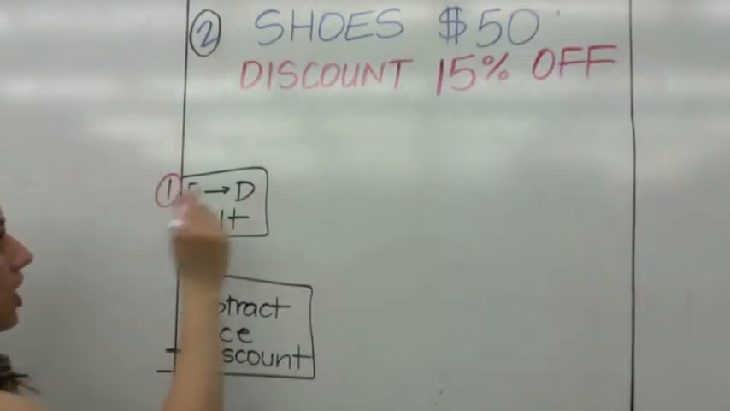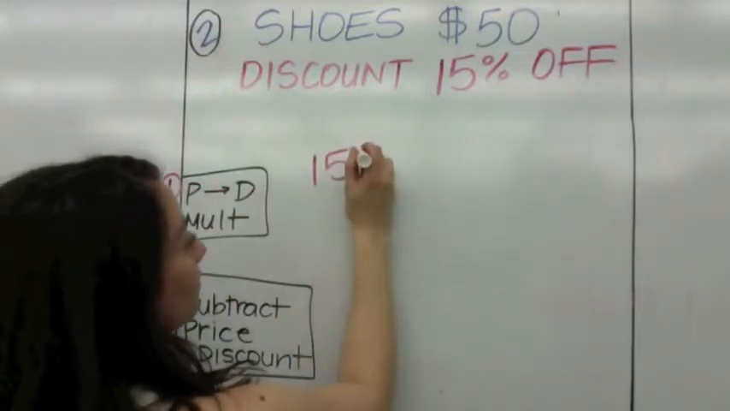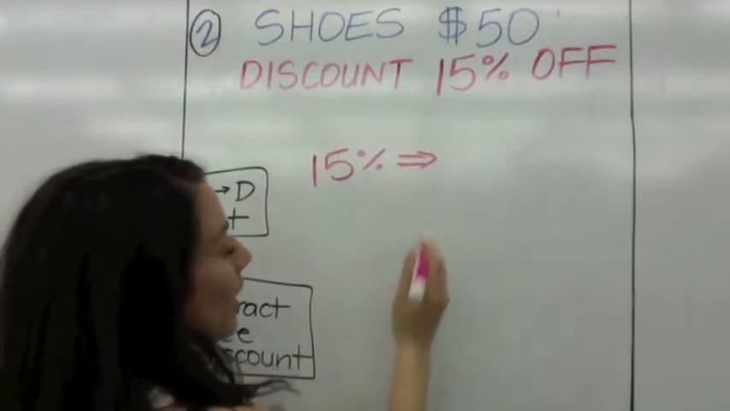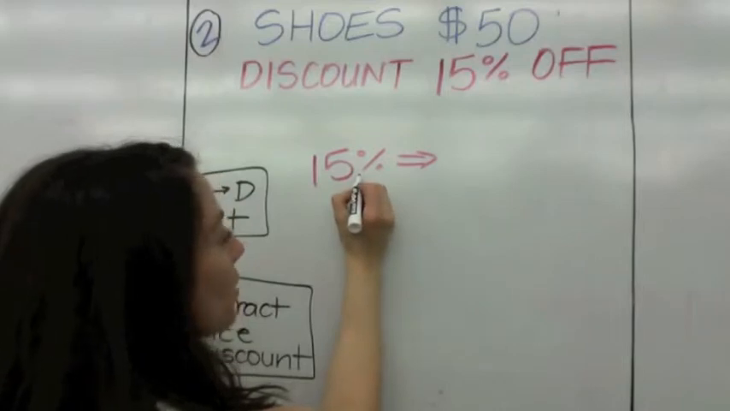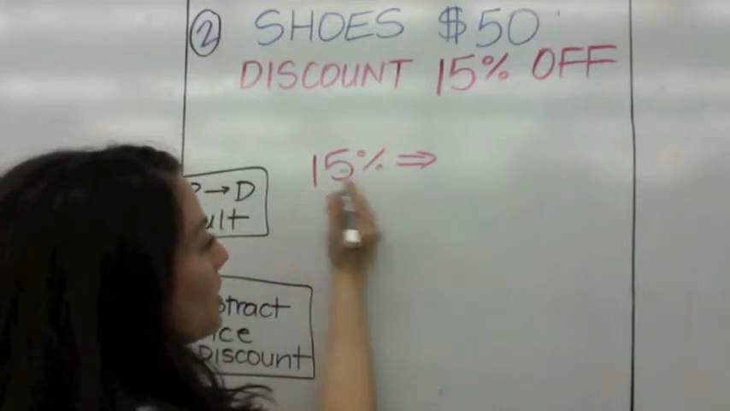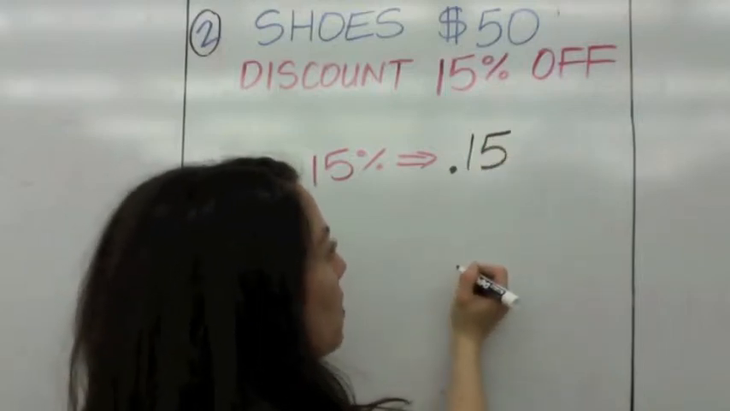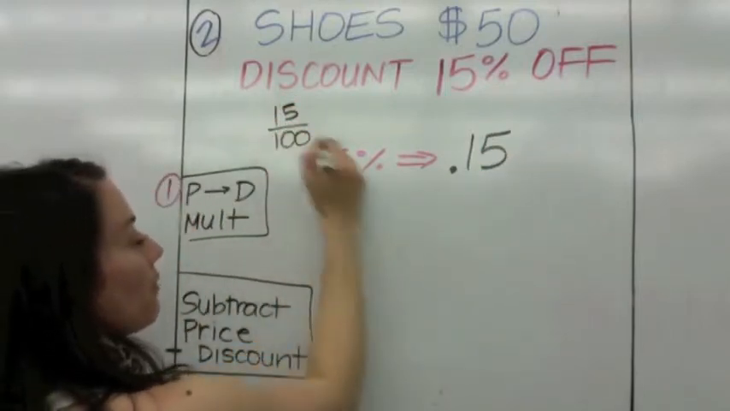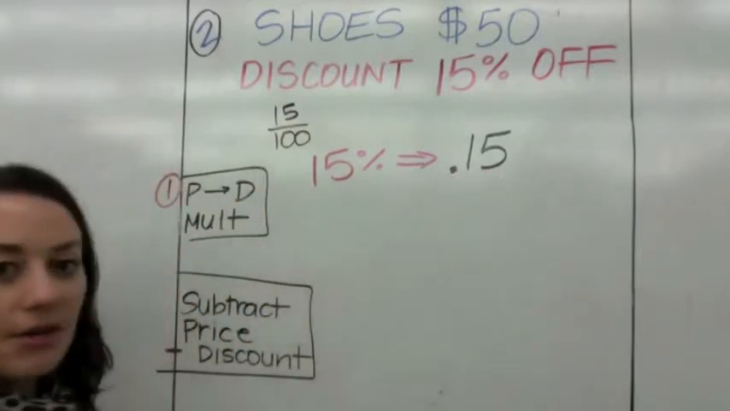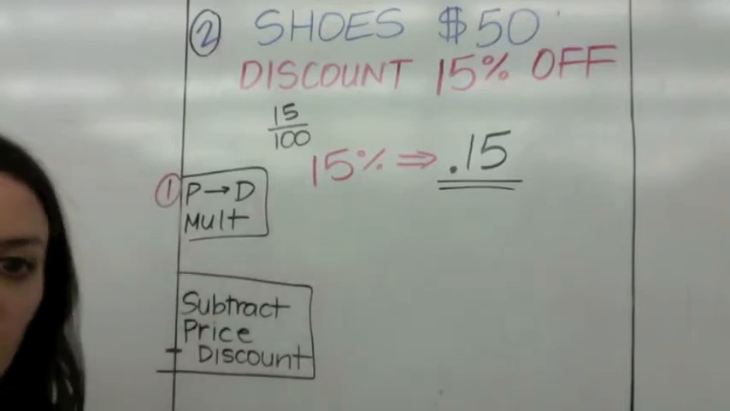Number one, change that percent into a decimal. All right, we have 15%. How do you change that into a decimal? Well, remember, the decimal's really right here, so you're moving it over two places. Just put a decimal in front of it, it becomes 15 hundredths. All you have to know is 15% is really talking about 15 over 100. 15 hundredths is 0.15. There you go. So we're going to use this number now to multiply.